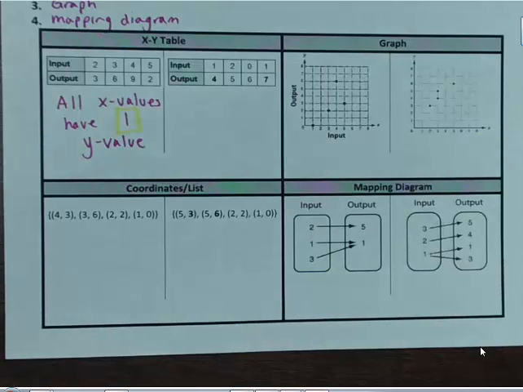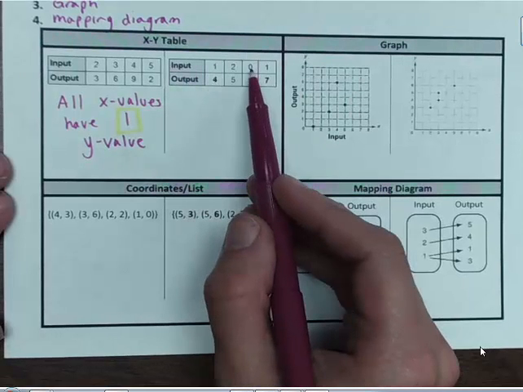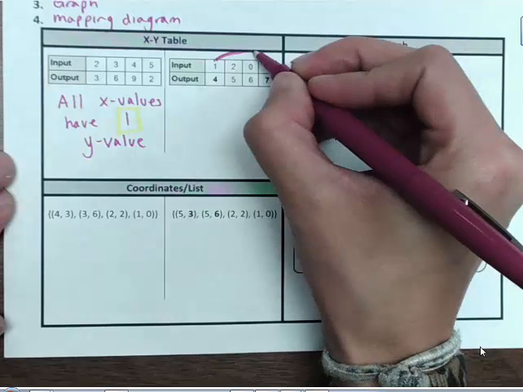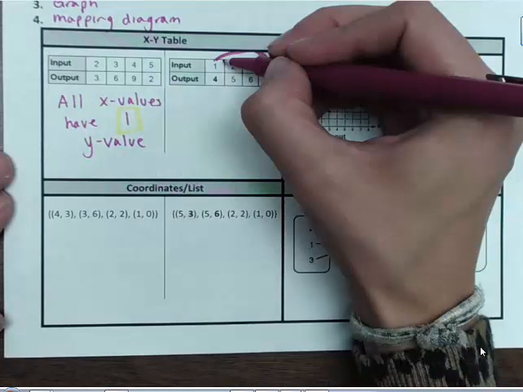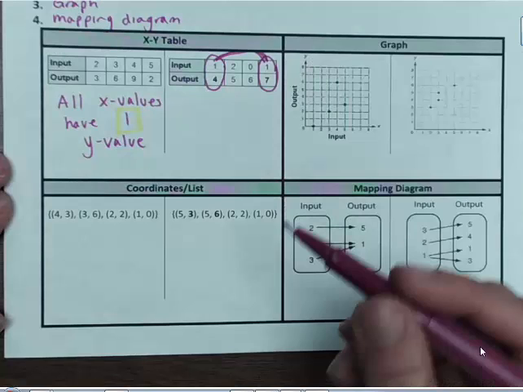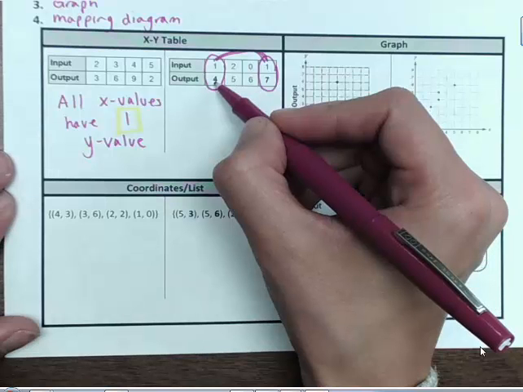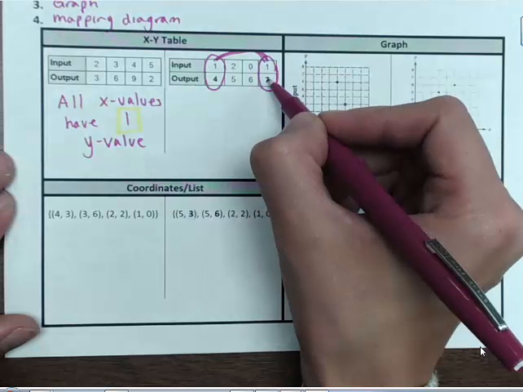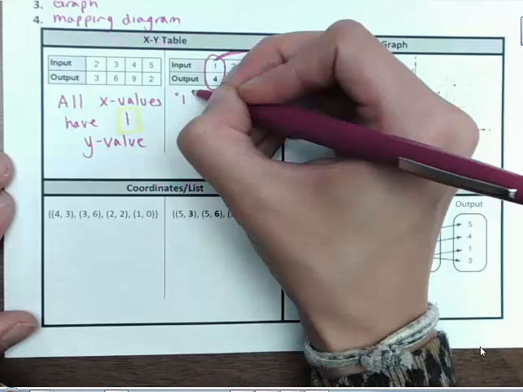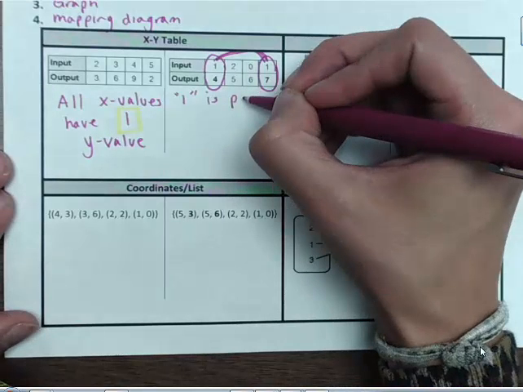If we look at this next one, our inputs are now 1, 2, 0, and 1, which are the same exact inputs, which is our x's. And notice, do they have the same y value? No, they don't. 1 is matched up with 4 here, and 1 is matched up with 7. So this would represent a table that is not a function because the 1, which is our input, is paired up with 2 outputs.